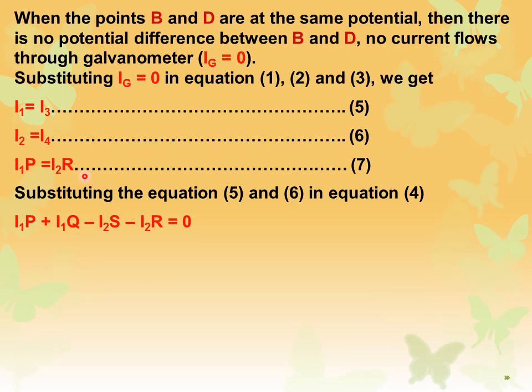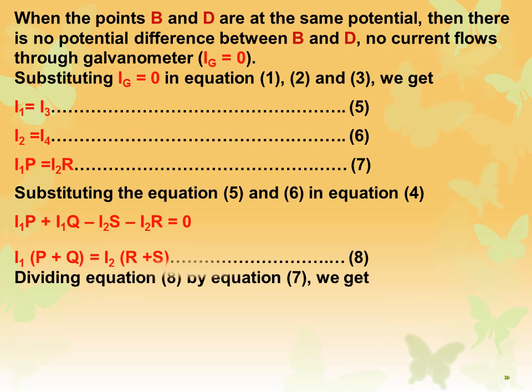Now substituting equations 5 and 6 in equation number 4, that is, if you substitute the values of I1 and I2 in equation number 4, we get I1P plus I1Q minus I2S minus I2R, which is equal to 0. So I1 (P plus Q) equals I2 (R plus S), where we take I1 as common here and I2 as common here, and equate left and right.